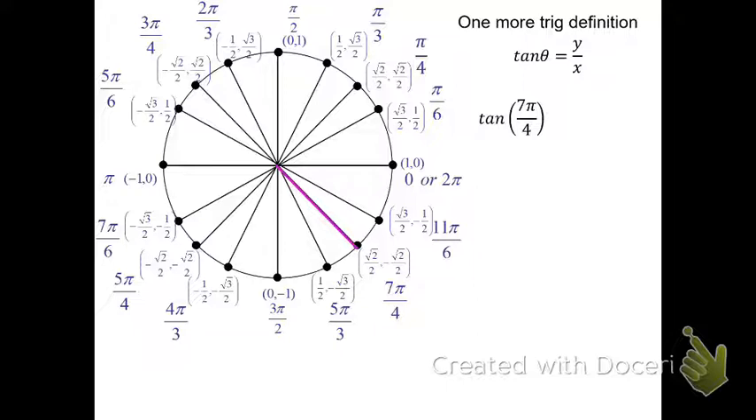Because the y is negative, but the x is positive, when I take the quotient, it'll be a negative. So the tangent of 7 pi over 4 is going to be a negative value. So let's substitute in those pieces. In y over x, the y is negative root 2 over 2, and the x is positive root 2 over 2. Now this is known as a compound fraction.